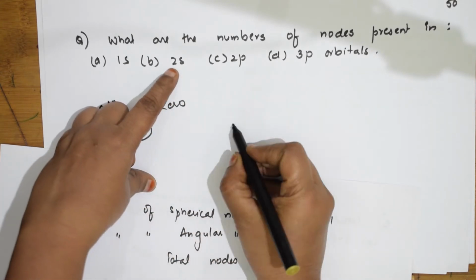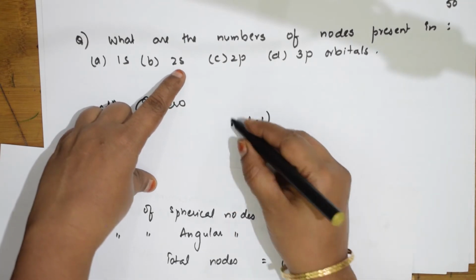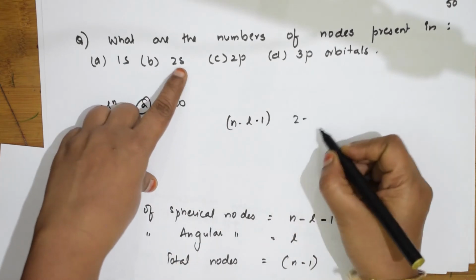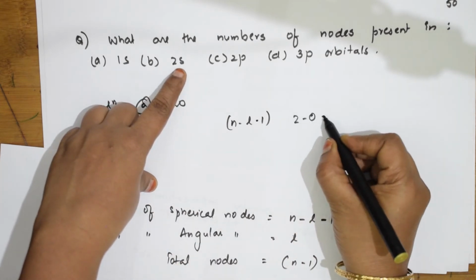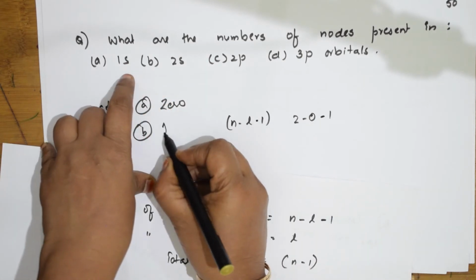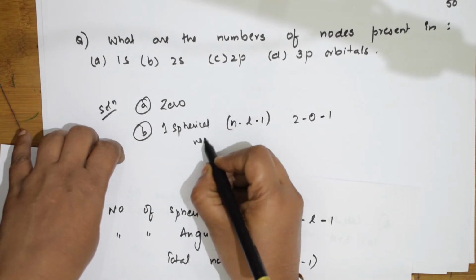Here for the second one, n minus l minus 1. According to this, what is the n value here? It is nothing but 2 minus, what is the l value? 0, minus 1. Right, so how much do I get? I have one spherical node in this case. I'm applying the same formula for the spherical node.